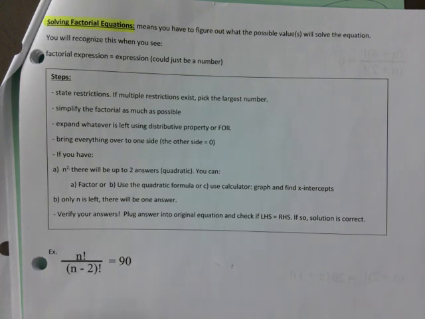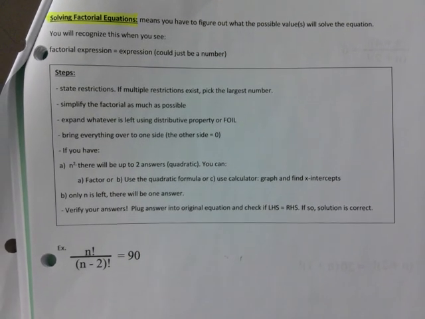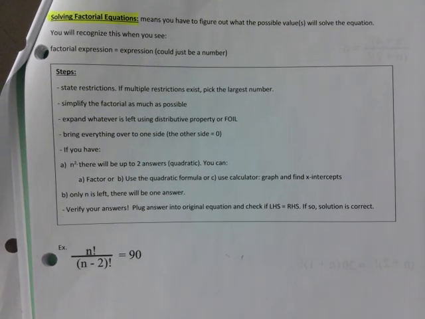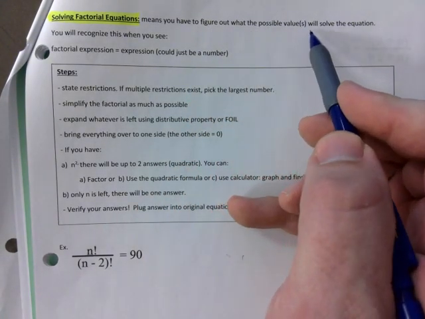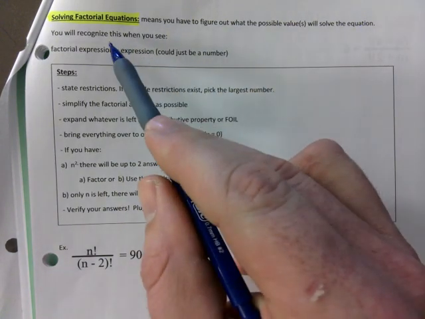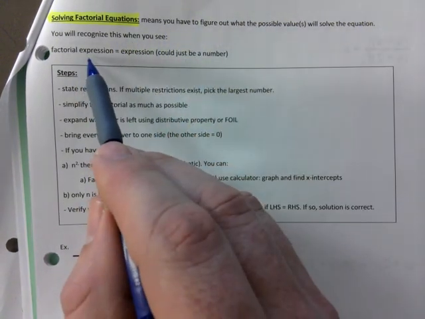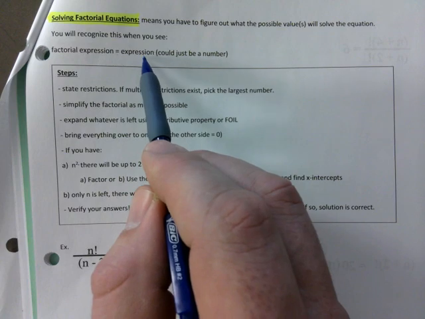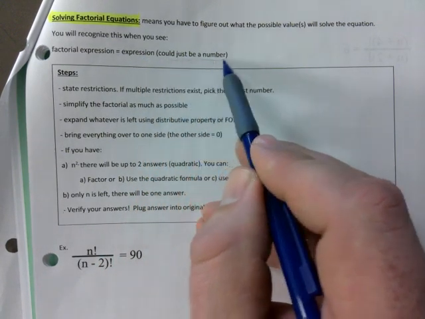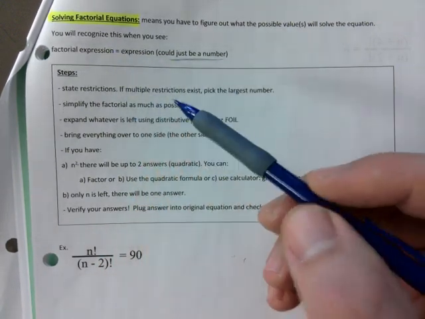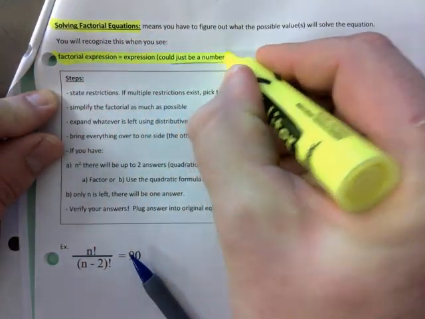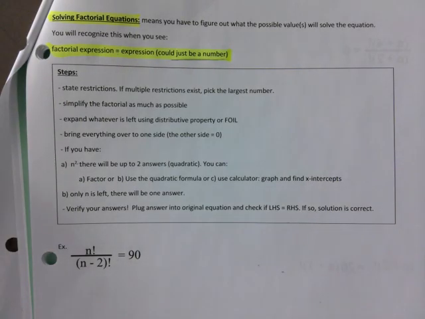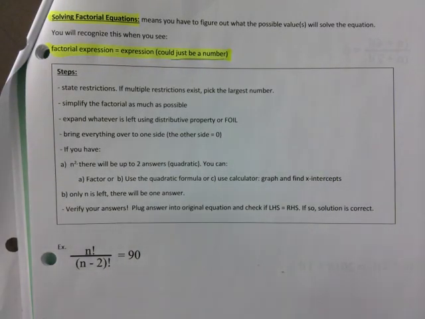Okay, this is basically where we're working towards when it comes to factorial expressions. Now we're dealing with equations. Means you have to figure out what the possible value or values will solve the equation. You will recognize this when you see a factorial expression equals an expression. This could just be a number as well, by the way, but that's how you know it's an equation, right? And these are your steps. Some of you like steps, so there they are for you if you'd like to follow them.